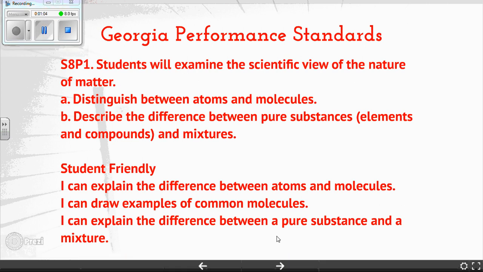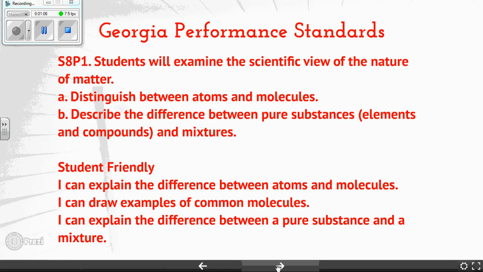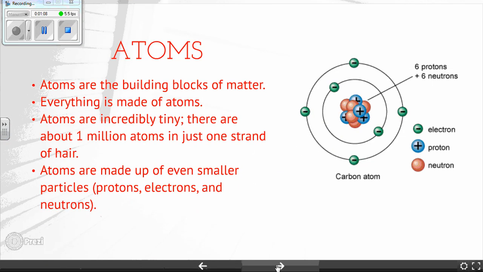Let's first take a look at our first word, which is going to be an atom. We've all heard of atoms before. Atoms are the basic building block of matter. Everything around us that's considered matter is going to be made up of atoms. Now, atoms are very, very tiny and very hard for us to see with just the naked eye. It takes a very powerful microscope in order for us to see these tiny particles. They are so tiny that if you were to pull out a strand of your hair, there's about 1 million atoms in just that one strand of hair. So they're very, very small.